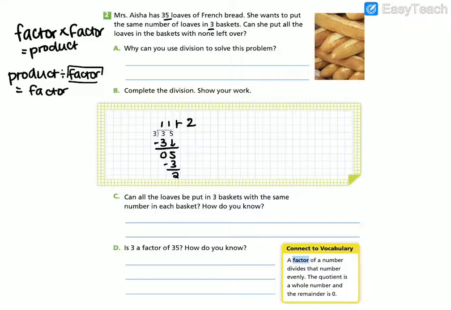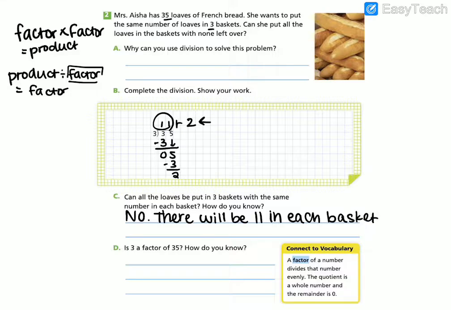So we need to answer letter C. Can all the loaves be placed in 3 baskets with the same number in each basket? How do you know? Well, can they? No. What will happen? There will be 11 loaves in each basket, but there will be 2 remaining.